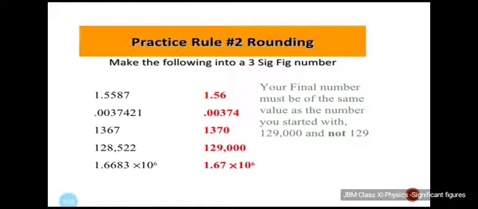So what are the basic rules? If the digit to be dropped is less than 5, then the preceding digit is left unchanged. For example, if x is equal to 7.82, then it should be rounded off to 7.8. But if the number is x equal to 3.94, it should be rounded off to 3.9.